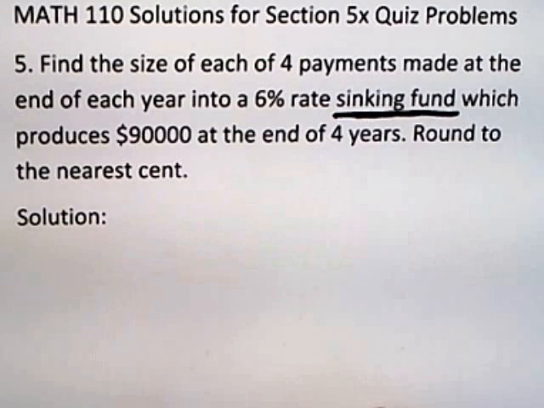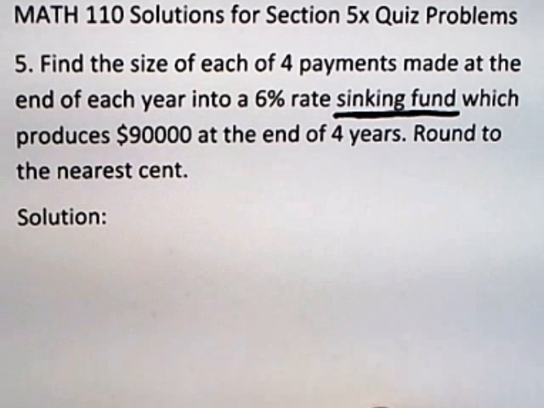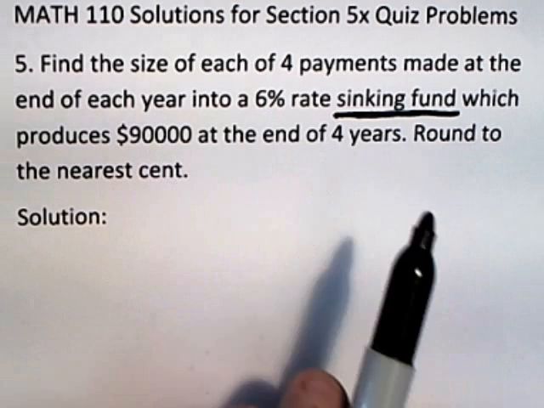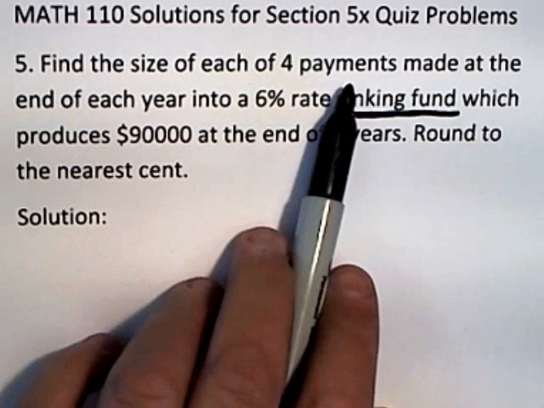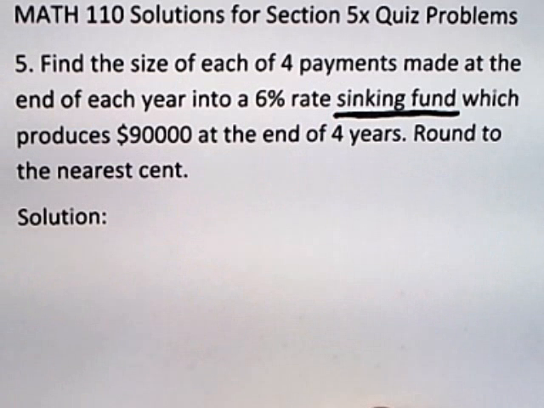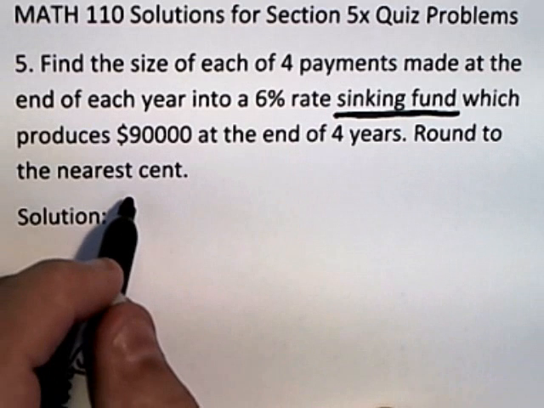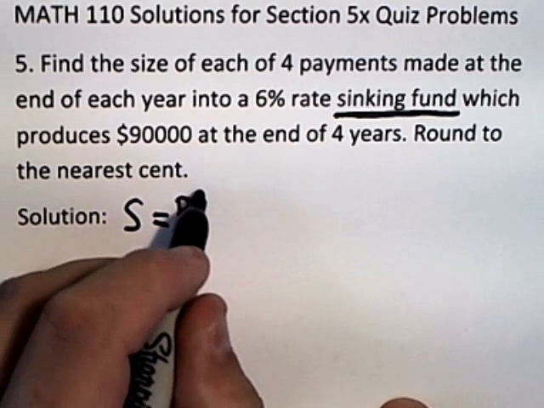And what you should remember is that a sinking fund is just another term for ordinary annuity. So we're looking for the ordinary annuity formula. So we want to use that future value of an ordinary annuity formula. They're telling us that it's going to produce $90,000 at the end of the 4 years, so they're giving us the future value, and we're going to end up finding the size of the payments, which is the capital R, the periodic payment. So the first thing you've got to think of is that I need this formula for the future value of an ordinary annuity.